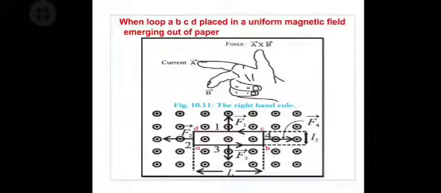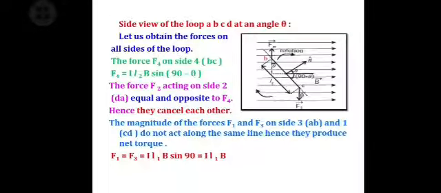Here you can observe the direction of the force in this diagram. Here the sides CB and DA, or BC and AD, are not perpendicular to the field. This is the side view of the rectangular coil ABCD at an angle theta. Let us obtain the force on all the sides of the loop.